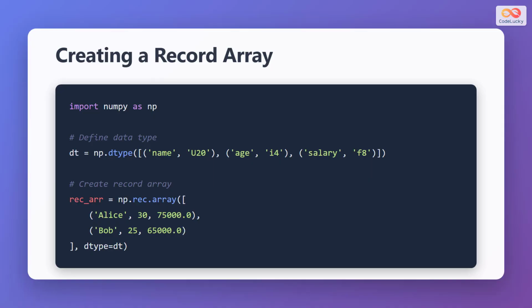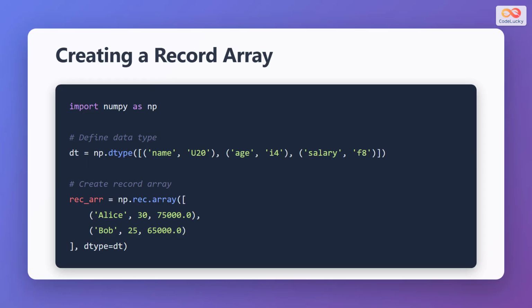Let's see how to create a record array. First, you import NumPy as np. Then, you define a data type using np.dtype. In this example, we create a dtype with 3 fields: name as a Unicode string of length 20, age as a 4-byte integer, and salary as an 8-byte float.